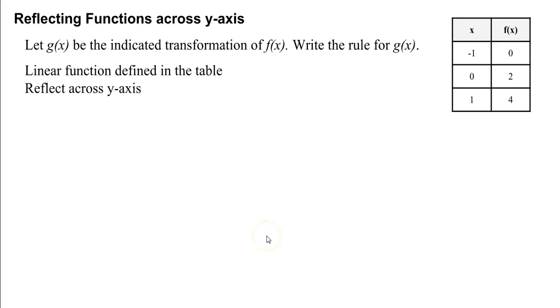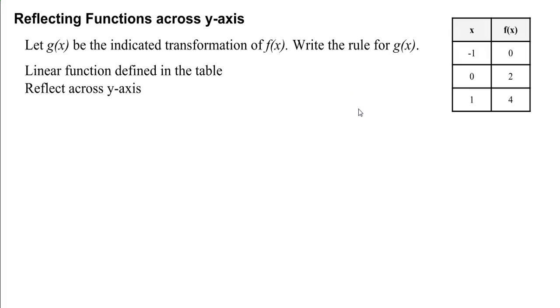For the last one, we're going to do another reflection across the y-axis. So it says, let g of x be the indicated transformation of f of x. Write the rule for g of x. The linear function defined in the table is what we're going to reflect across the y-axis. So we don't have an original function yet. We can get it out of here, but we don't know what it is yet. So there's a couple steps we need to follow.